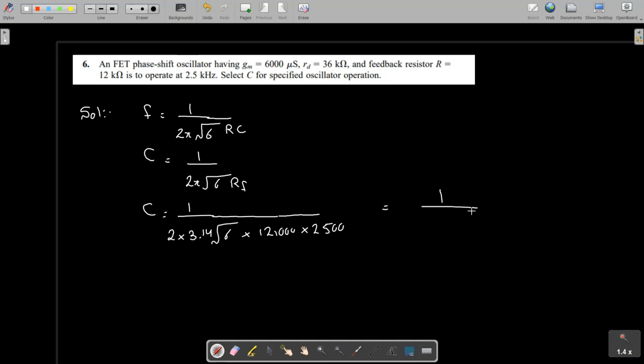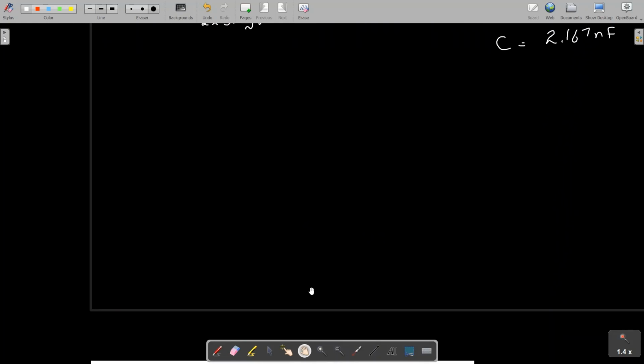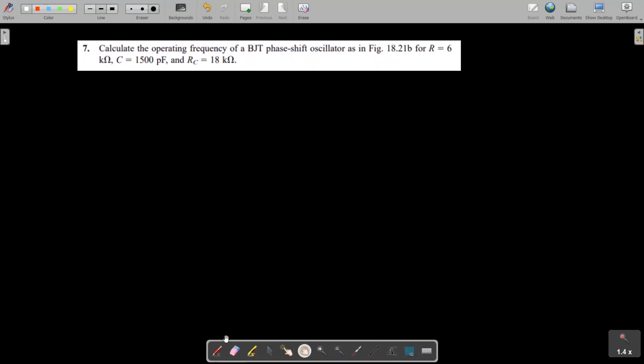When we multiply this, we are going to get 1 divided by 461,483,862 or something. And when we take the reciprocal, when we solve this, we are going to get 2.167 multiplied by 10 raised to power minus 9 farad, because it's capacitance. So we are going to have 2.167 nanofarad. So C is equal to 2.167 nanofarad. That is our answer. Now next question, which is the problem number 7.